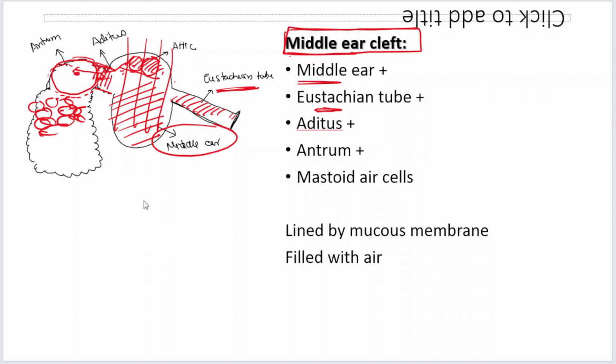Now this is one. Okay. It is lined by mucous membrane. The entire middle ear cleft is lined by mucous membrane. Even the mastoid air cells, each mastoid air cell is lined by mucous membrane, and it is filled with air.